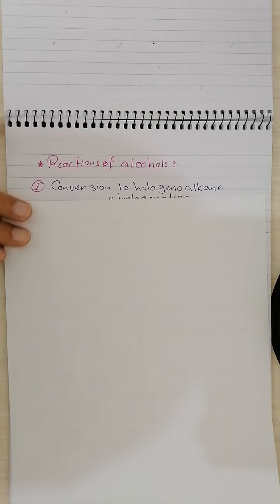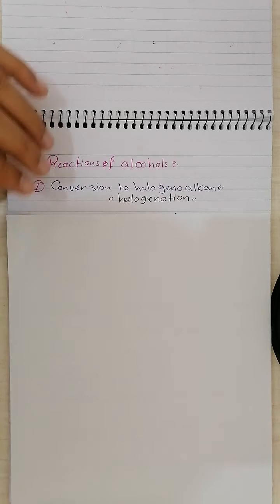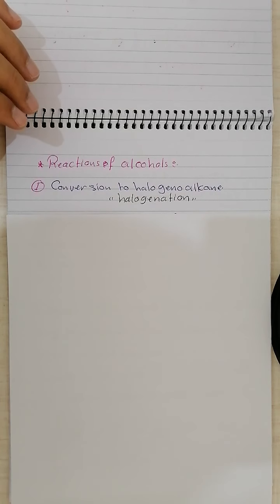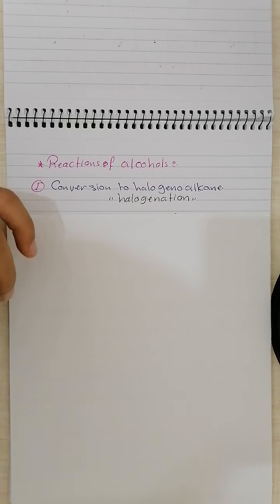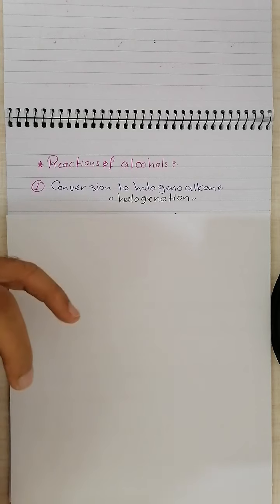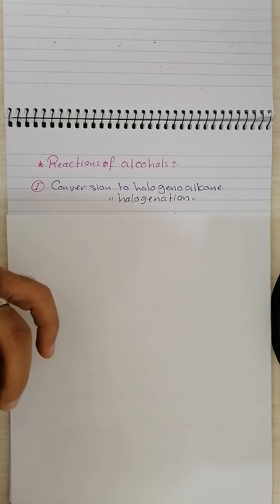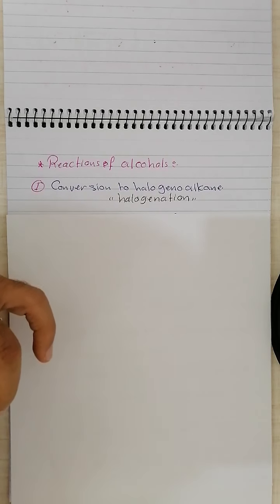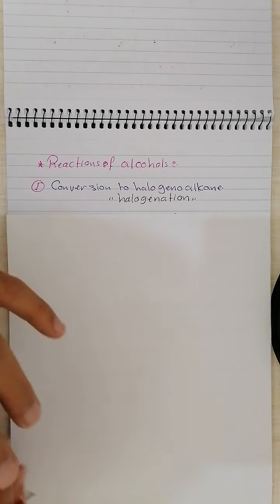Now, what about reactions of alcohol? First, conversion of alcohol to halogenoalkane, which is our previous compounds. I want to tell you, alcohols and halogenoalkanes are very important chemicals in organic synthesis. It will take us to different functional groups.